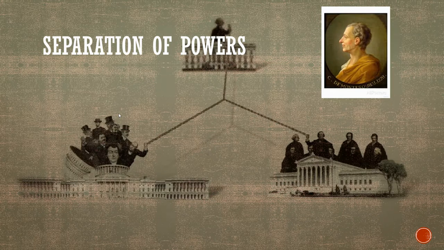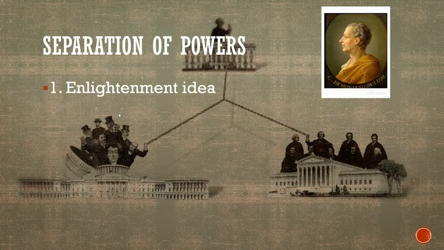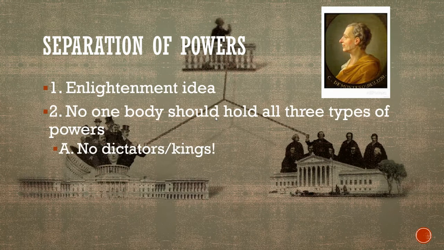So let's talk about each of the branches of government and one of the principles of the Constitution, the separation of powers. If you guys think back to last year in world history, you talked about all the philosophers, and the separation of powers was an Enlightenment idea. If you remember, Montesquieu, one of his big ideas was the separation of powers, that no one body should have all three types of power.